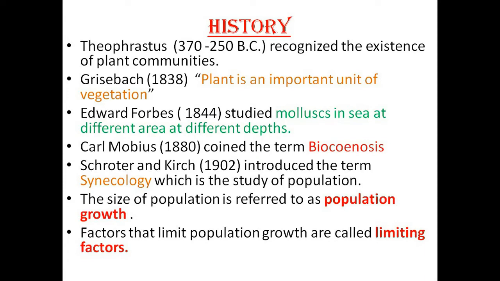So population study is synecology, and when we study an individual, its life cycle and everything, then it is called autecology. The size of population is referred to as population growth, and it may be affected by birth, immigration, and other factors. Factors that limit the population growth are called limiting factors.